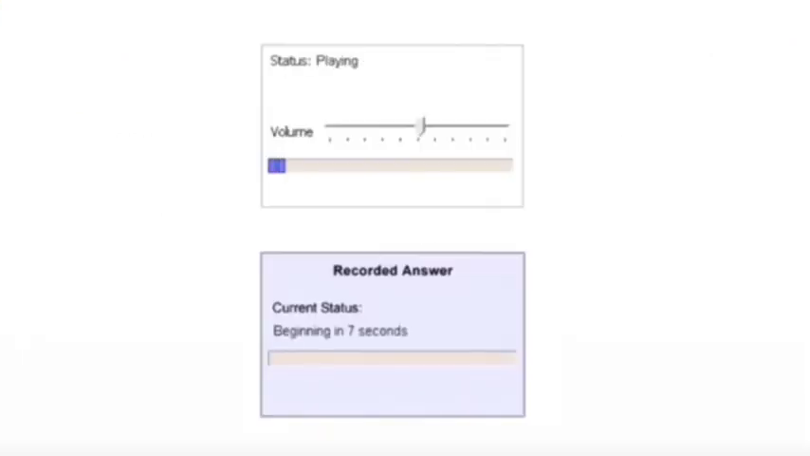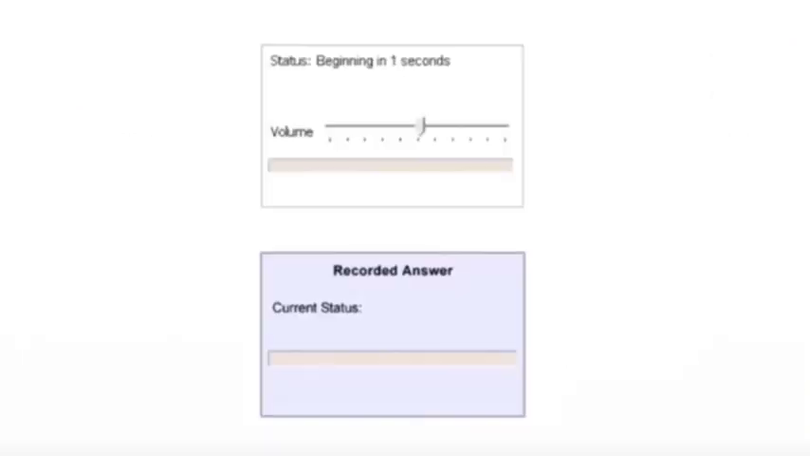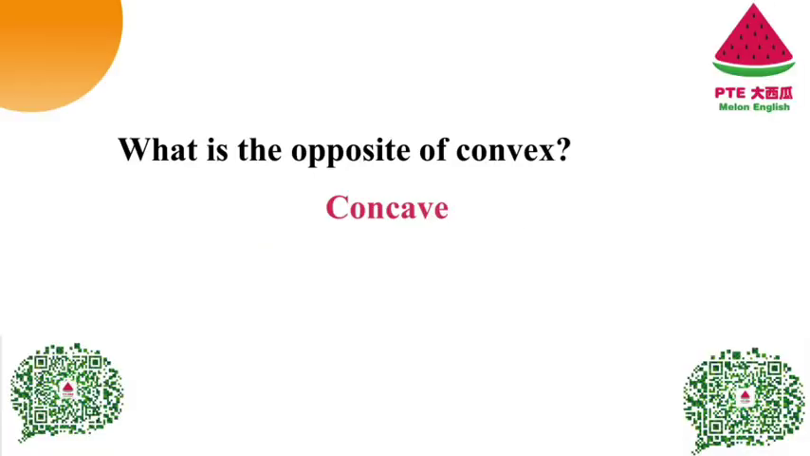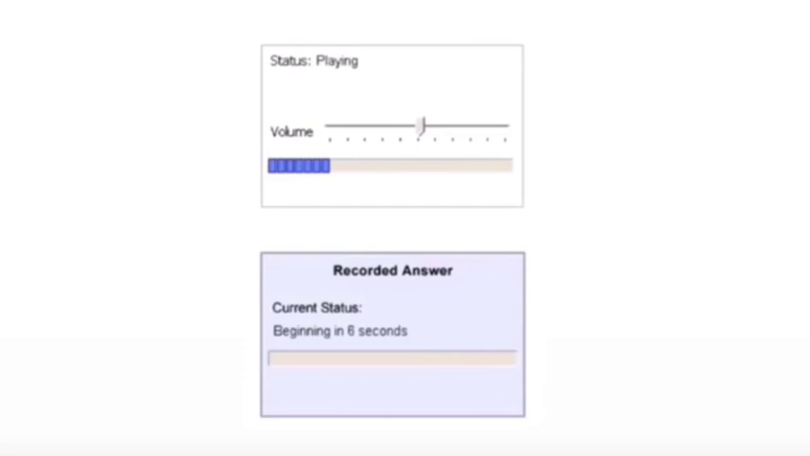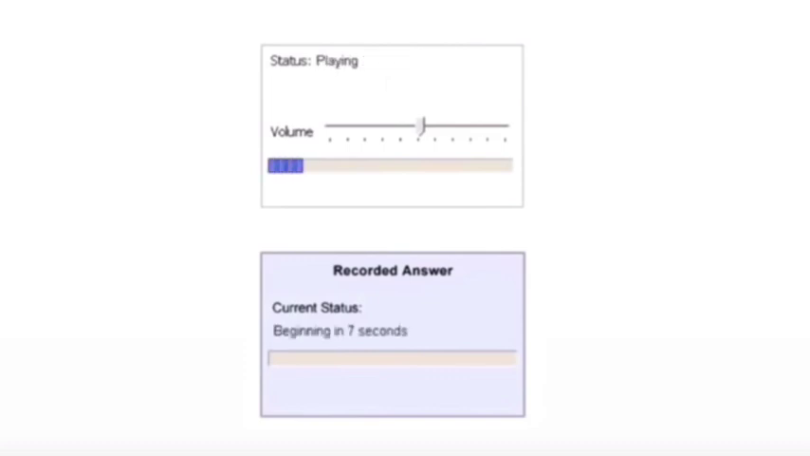What kind of forms are tragedy and comedy? Literature. What is the opposite of convex? Concave. What is H2O in chemical substance? Water. What is paper made from? Wood. Trees.